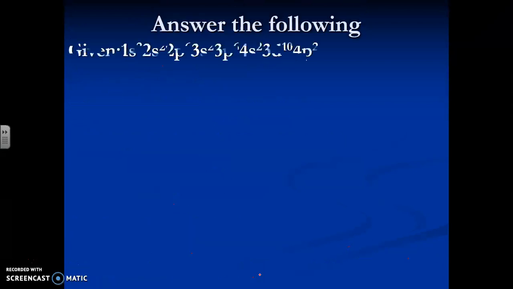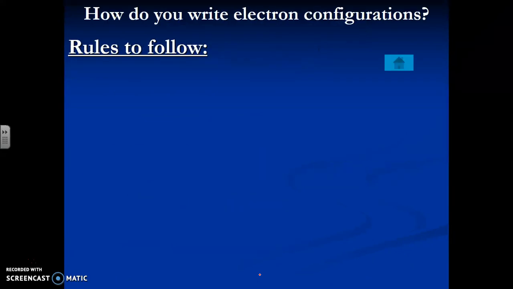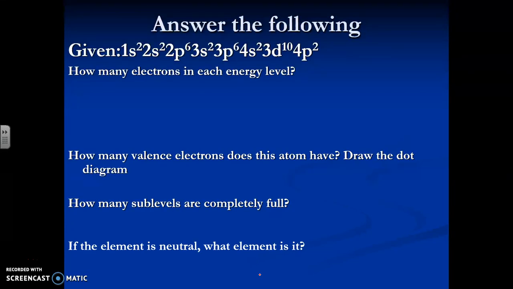Alright, we're going to do one more example together. And then your homework is to do the one that follows. Okay. So, again, we have a longer configuration. So if we take a look, I want to know how many electrons are in each energy level. So what I would do if I were you, I would pause the video right now and see if you can do it yourself. And then check your answers.